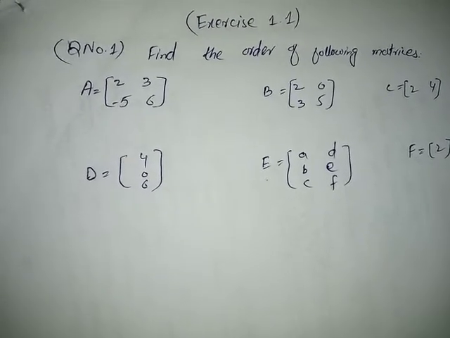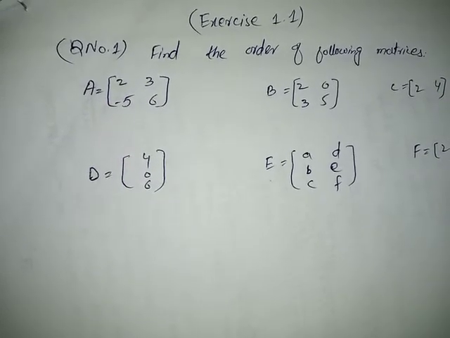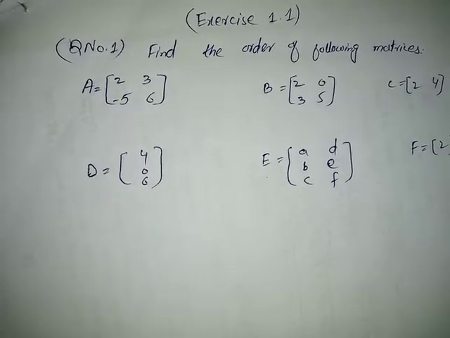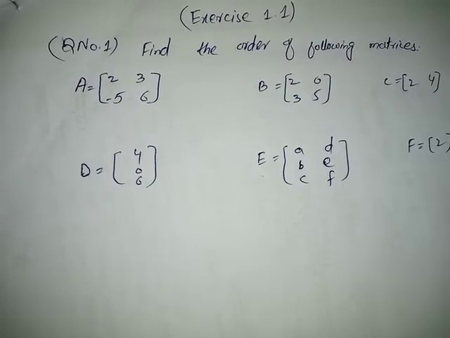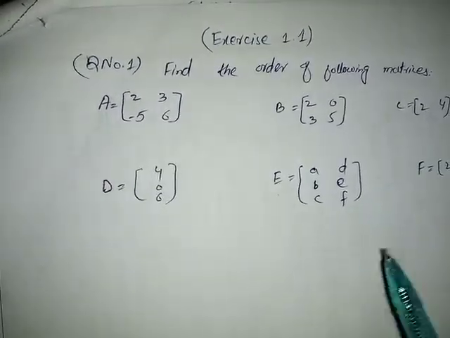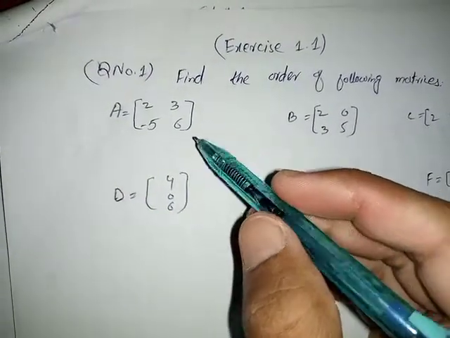In my previous lecture we discussed some basic definitions of chapter number 1, matrices and determinants. Now we have exercise 1.1 and we are solving question number 1, in which we have to find the order of matrices. We have been given some matrices here. We have to find the order of these matrices. We discussed in the previous lecture how we can find the order.